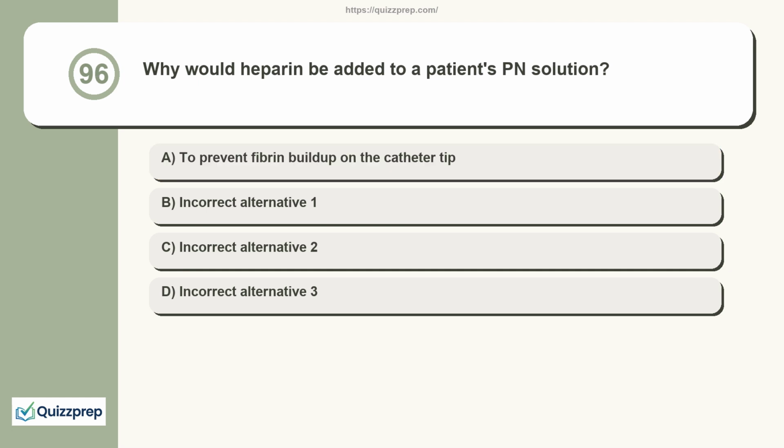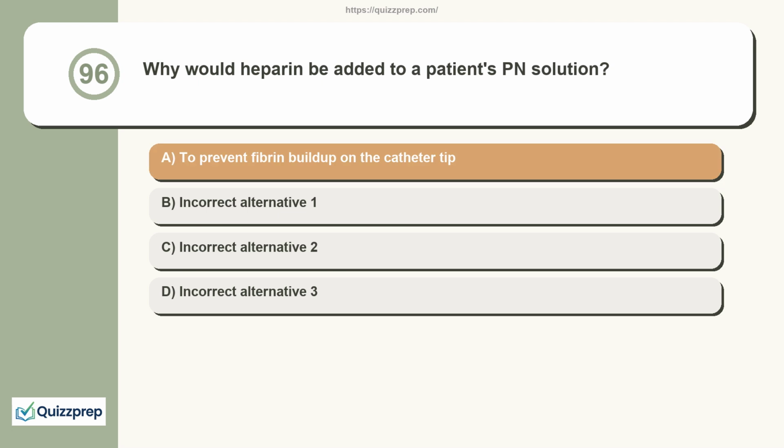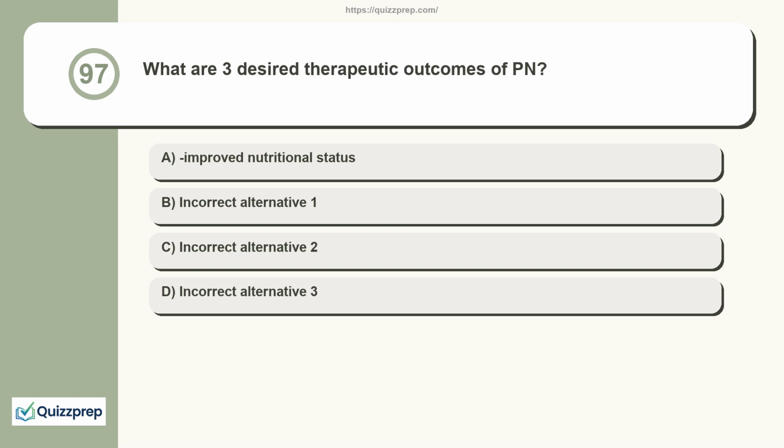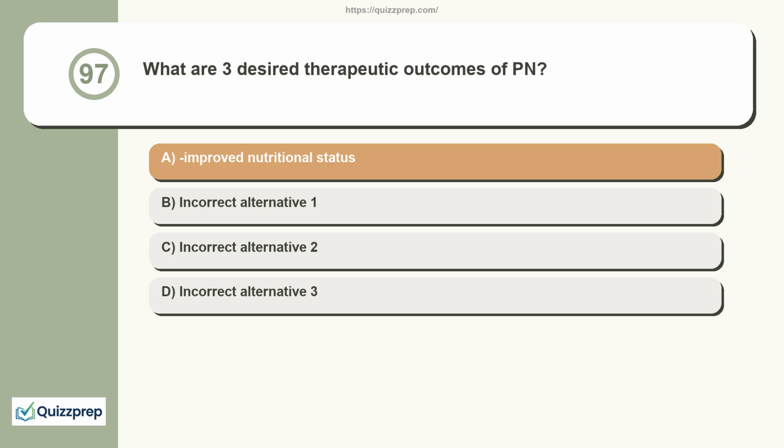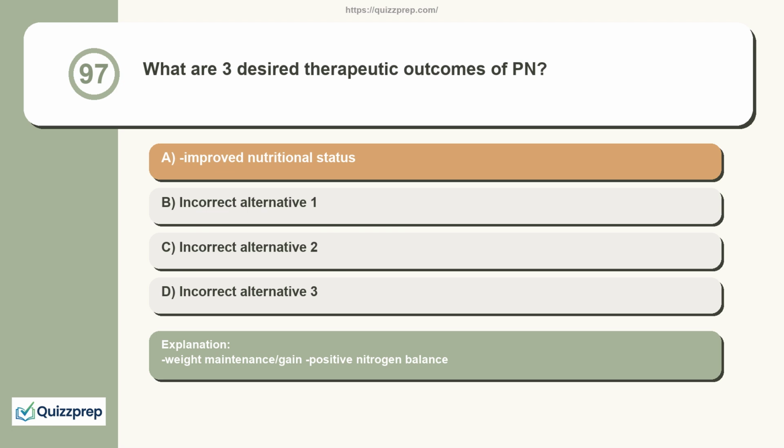Question 96. Why would heparin be added to a patient's PN solution? To prevent fibrin buildup on the catheter tip. Question 97. What are 3 desired therapeutic outcomes of PN? Improved nutritional status, weight maintenance/gain, positive nitrogen balance.